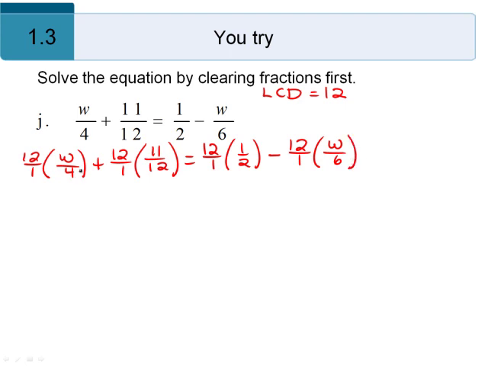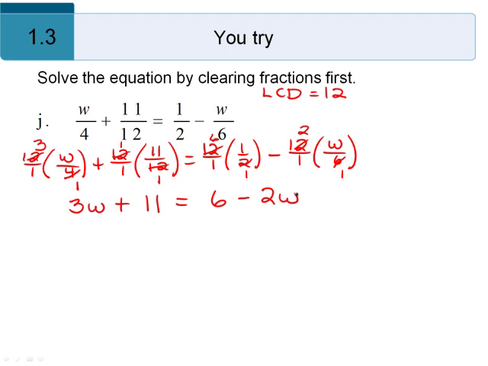So on the first fraction, we're going to cancel by 4. It's going to leave 1 and 3. So we have 3w comes down. Bring down that plus sign. The second one you can cancel by 12. So 1 times 11 is 11. And then here we can cancel on the other side by 2. 2 divided by 2 is 1, and 12 divided by 2 is 6. So we have 6. Just bring down that minus sign and cancel by 6 over here, and we're going to get 2w.